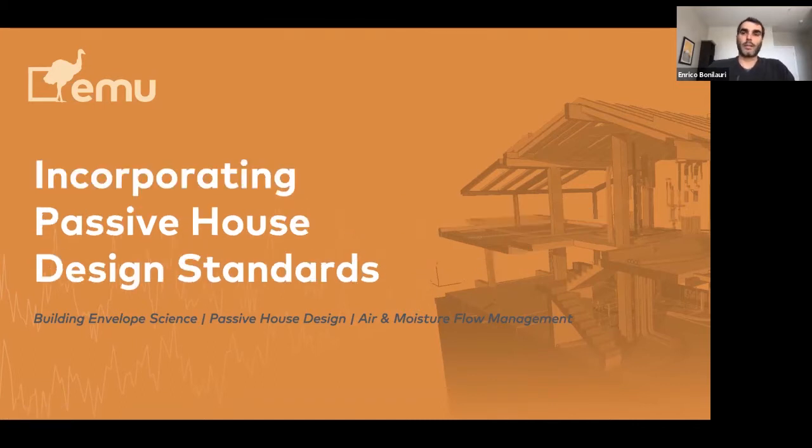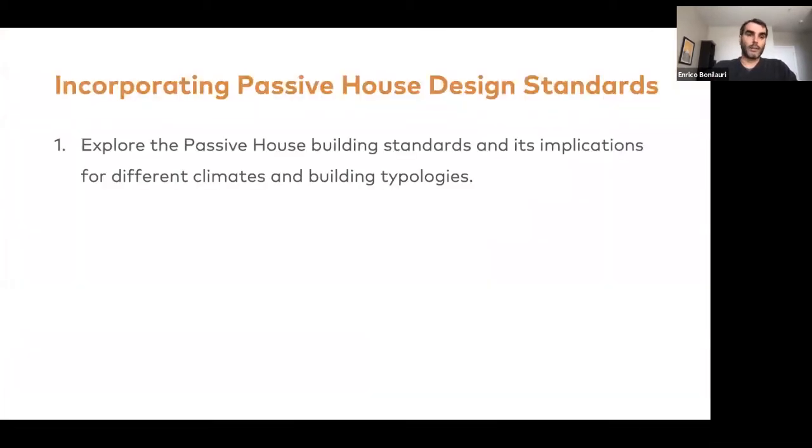Today I'm going to talk about how to incorporate passive house in the architectural practice and goals other than just energy efficiency. So these are the learning objectives of today. We're going to look at what the passive house building standards are and different implications as far as climate and nuances that you want to keep in mind in trying to optimize your project depending on the type of project you're working on, for your climate and for the type of occupancy.